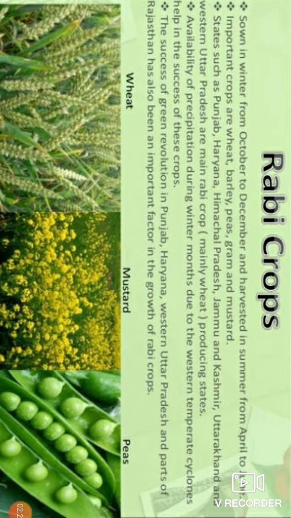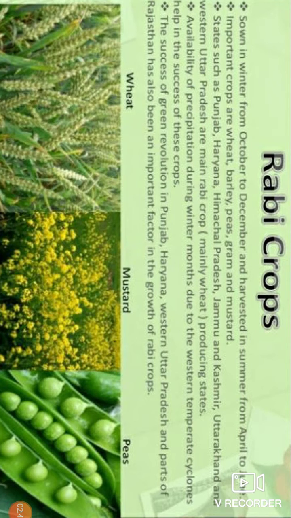And the availability of precipitation during the winter months due to the western temperate cyclone helps in the success of this crop. They are also known as golden drop, Mahavat. We already read about this in junior classes, so that's why I'm not mentioning it here.